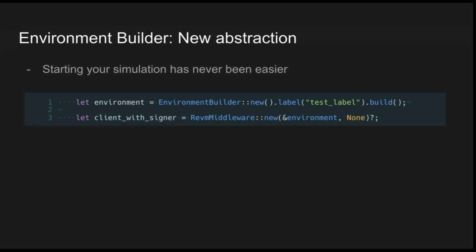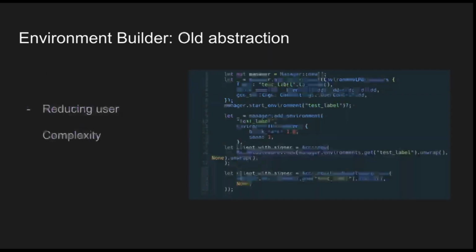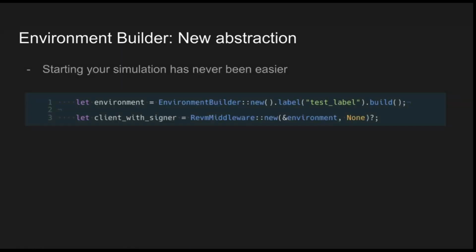With these 2 lines of code, you have a client with a signer that you can deploy contracts with, sign transactions with, and make state mutating and non-state mutating calls to the in-memory revm instance. So we're really excited about this. I think this reduces the user complexity a ton and the barrier to entry to using a tool like Arbiter.